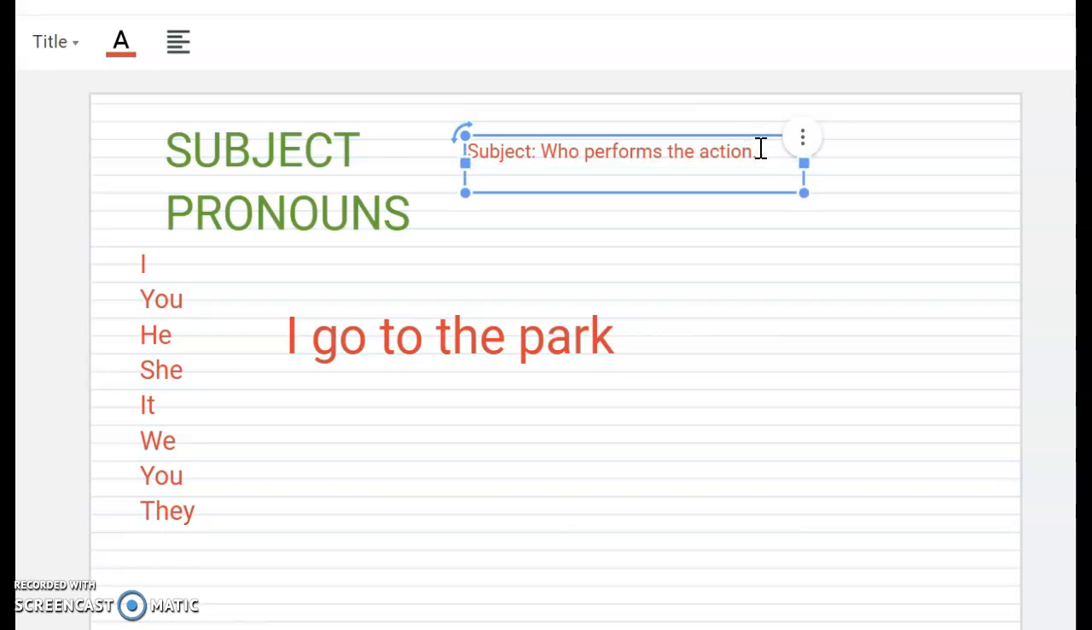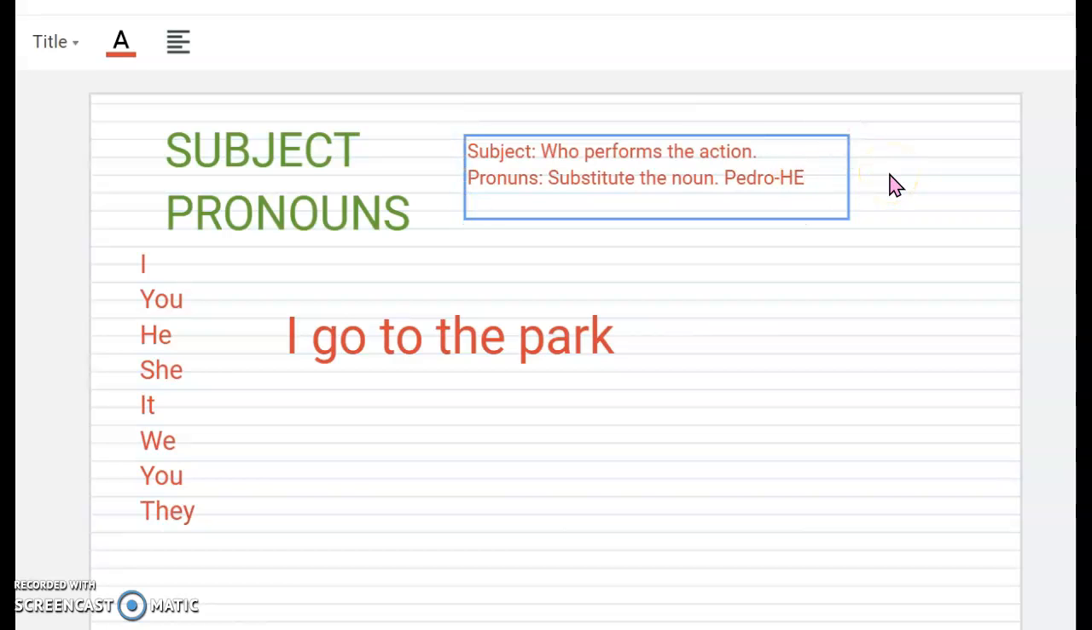Then we have the pronouns. What they do is that they substitute the noun. For example, we substitute Pedro for he. That's what the pronouns do. Then we have the verb. The verb is the action in a sentence.